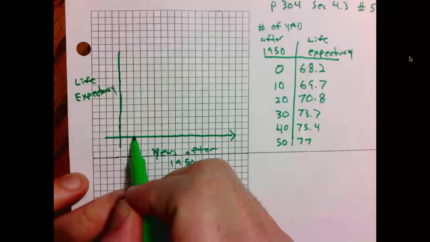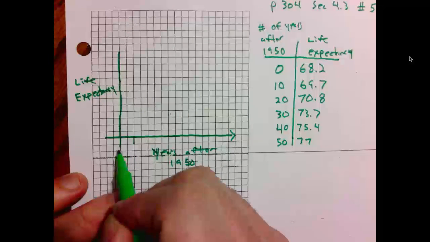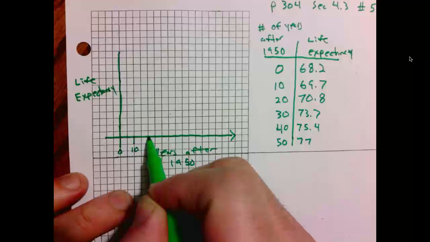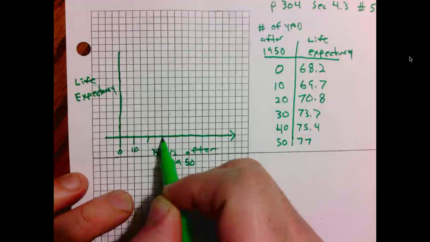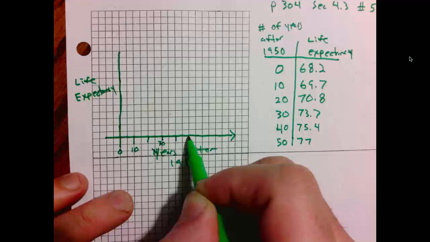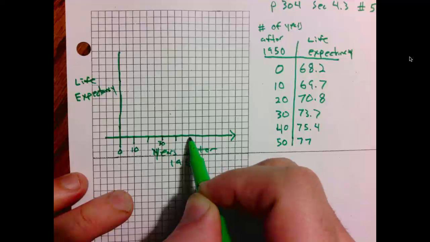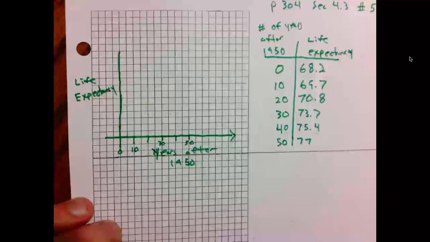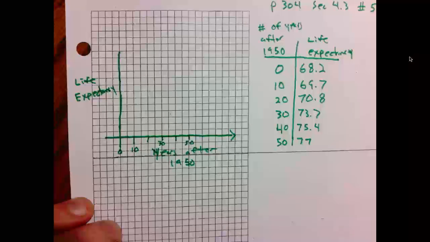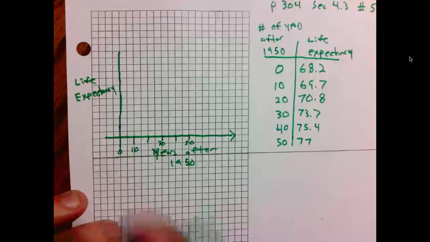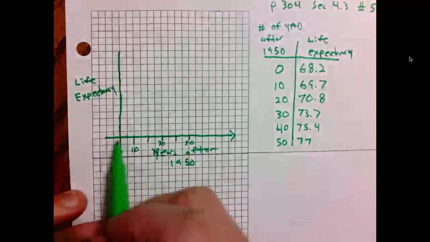I'm going to make each one of my small lines worth 10. So starting here at 0, this would be 10, 20, 30, 40, 50. Could have went out a little bit further to make this graph a little bit more appealing, but it'll be okay. All right, my vertical axis, I could start here.